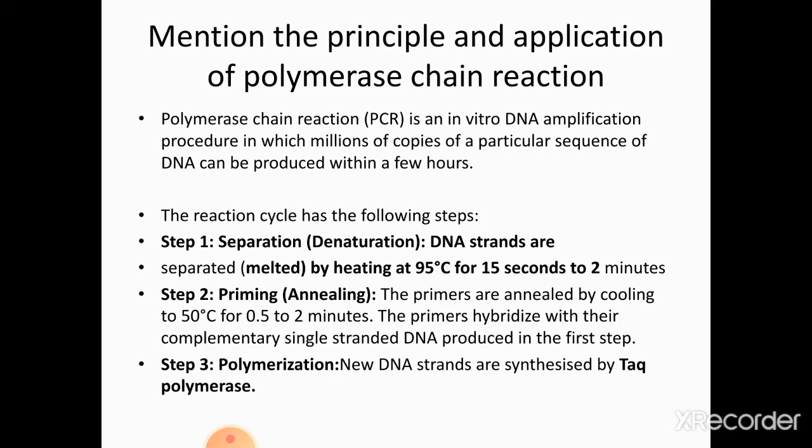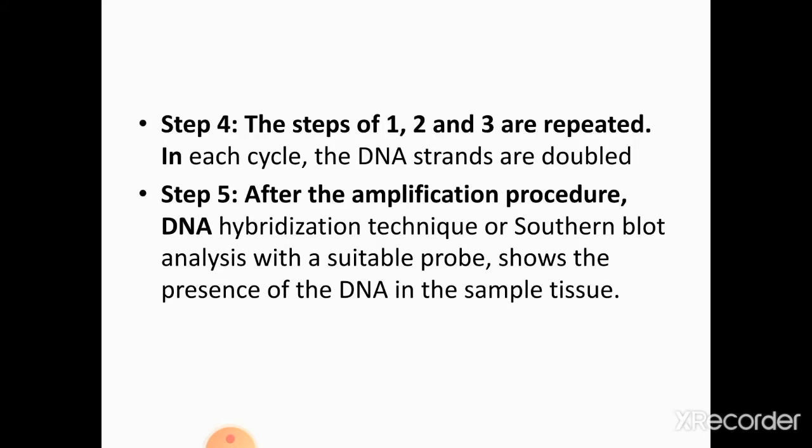So first we are separating and melting the DNA strands. Then we are annealing them with the primers. Primers will hybridize with the complementary strands of the DNA. Next step we are polymerizing. Third step, polymerization. New DNA strands are synthesized by Taq polymerase. And the next step is the repetition of steps 1, 2 and 3. So by each cycle the DNA is doubled.